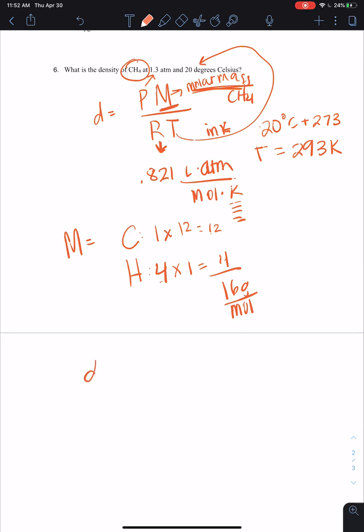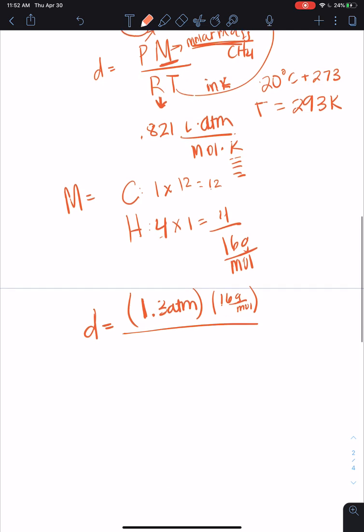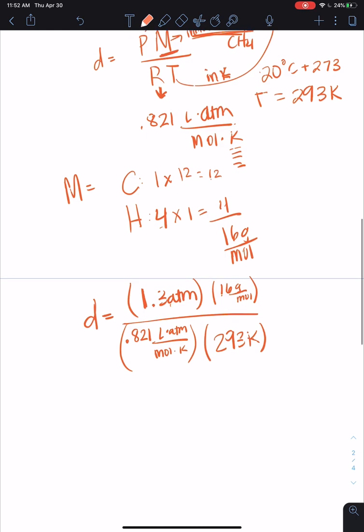So now we just plug everything in and we say D equals P, which is 1.3 atmosphere, times M, which is 16 grams per mole, all over R, which is 0.821 liters atmosphere per mole Kelvin, times 293 Kelvin. So atmosphere cancels, mole cancels, K cancels, and you're left with grams over liter. And density is a measurement of grams over liter, so that makes sense. It's a mass over volume.